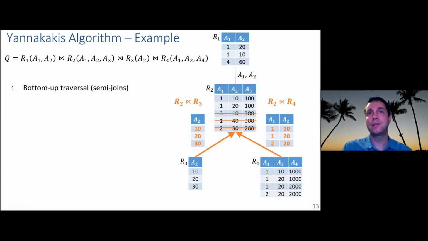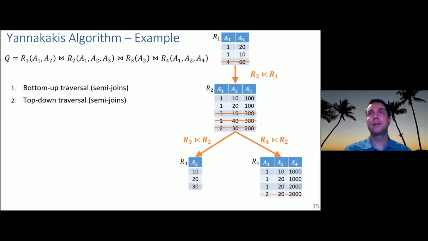Then we do the same, sending from R3 to R2 a message about the A2 values. And now nothing happens because R2 already contains only values that also appear in R3. And finally, R2 sends a message with the remaining A1, A2 combinations up to R1, and that results in one more tuple getting removed from R1 in this case. This completes the bottom-up phase, and now the same happens top-down. R1 sends its A1, A2 combinations to R2, R2 sends its A1, A2 combinations to R4, and its A2s to R3, and this results in two more tuples being removed in R1, in R3, and in R4.